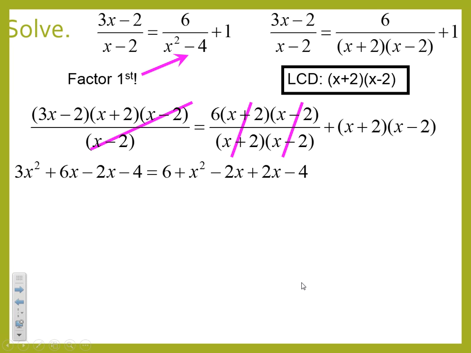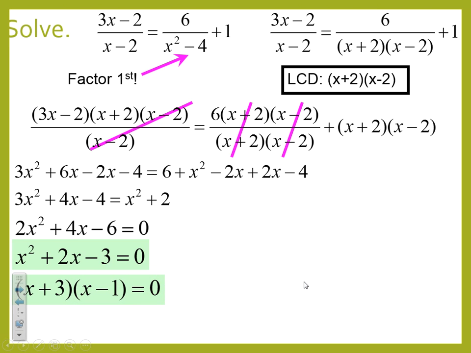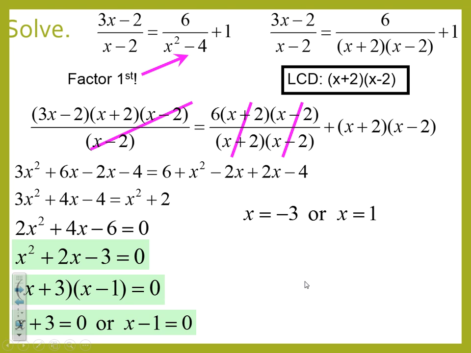Now we want to start to combine like terms and then move our terms around so that our equation is set equal to 0. So now we have a quadratic equation that we can factor. We divided everything through by 2, or you can take a GCF out. That's 2. And now we factor that quadratic. We set each factor equal to 0. And we get x equals negative 3 or x equals 1.